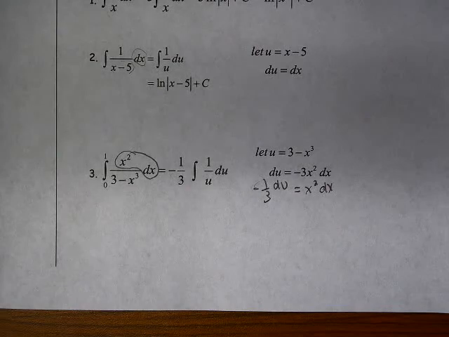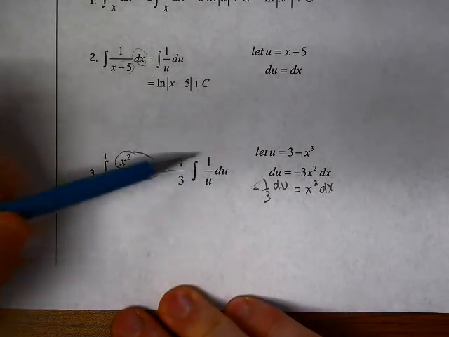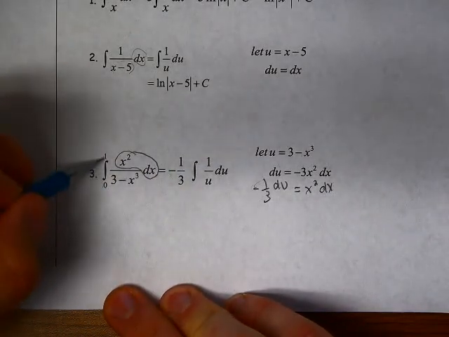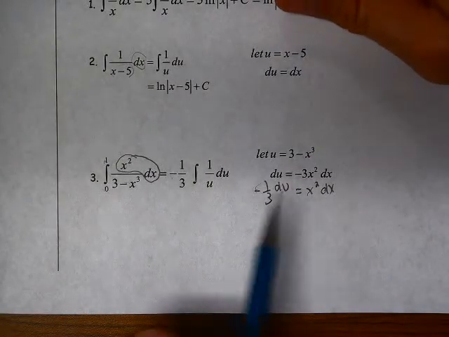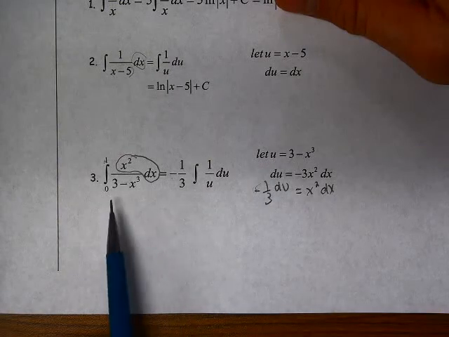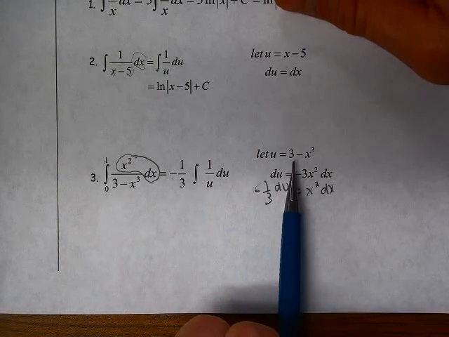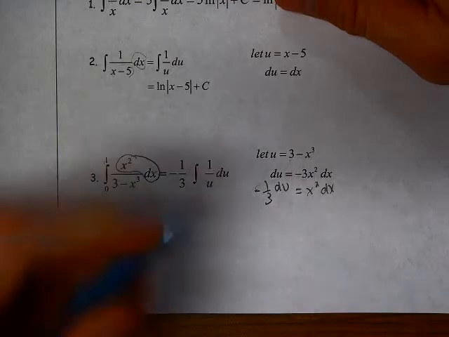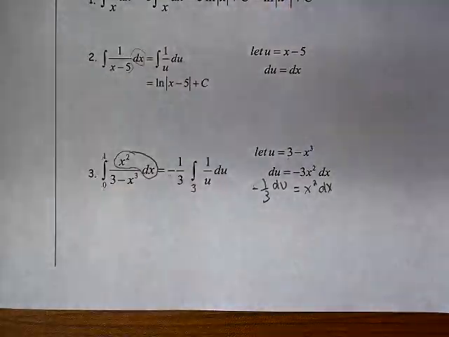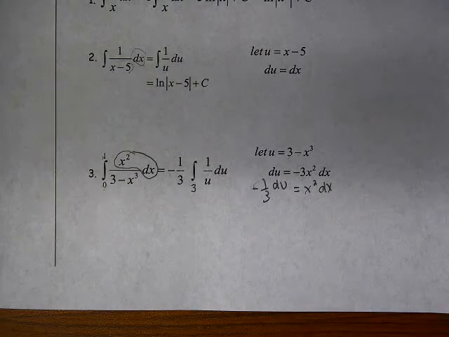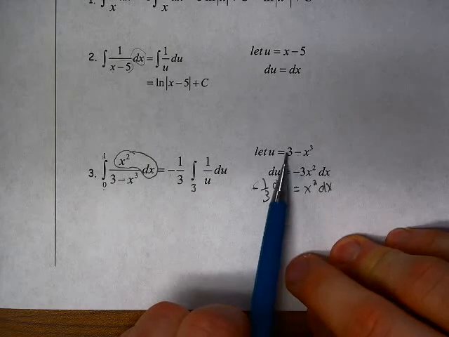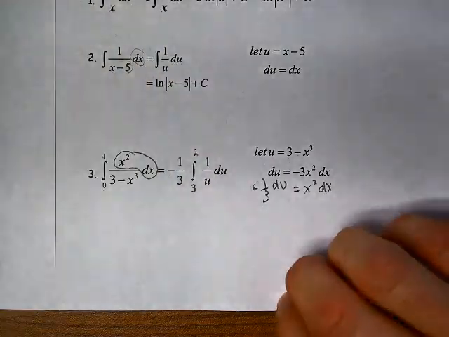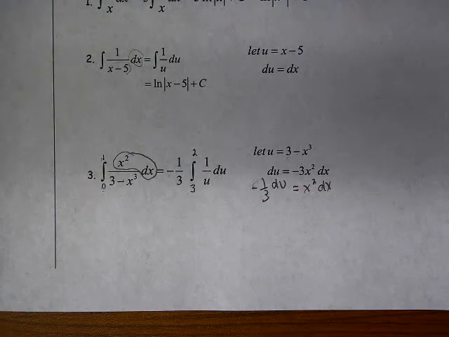All right, so as I have changed this integrand to be in terms of u, I also need to change the lower and upper limits there. So I plug those into my expression for u. I have my lower limit is 0, so I do 3 minus 0 cubed is just 3. And then I do the upper limit is 1. So 3 minus 1 cubed is 3 minus 1 is 2. So now my lower limit is 3 and my upper limit is 2.